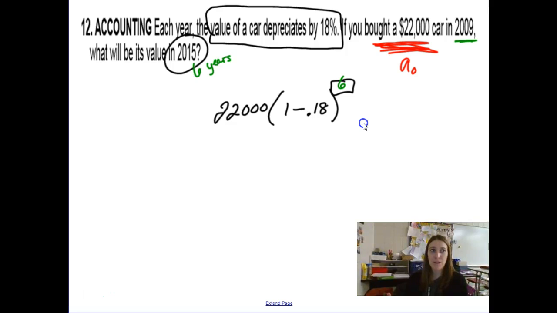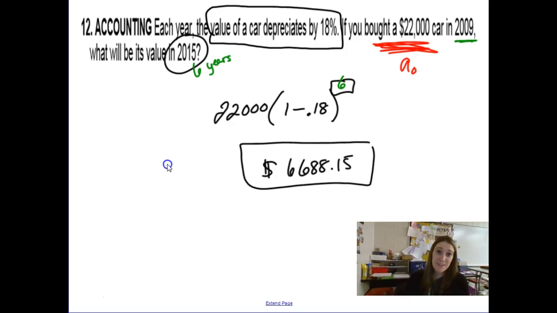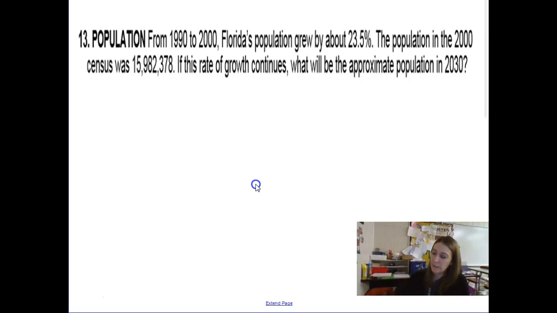If it's starting with an initial amount where nothing has happened, no time has elapsed, that's the zeroth term. So I don't want you to put 6 minus 1 in this formula. It's just flat out 6. So stop and think about your question before you type this in. So on my calculator, this comes out to $6,688.15. This is just the exponential decay formula from a long time ago. So, yay, something feels familiar finally.